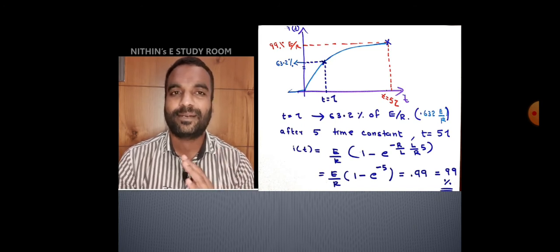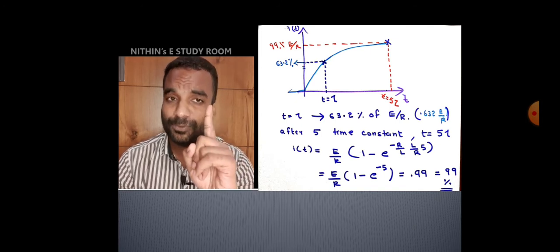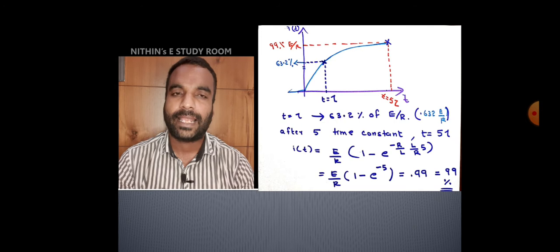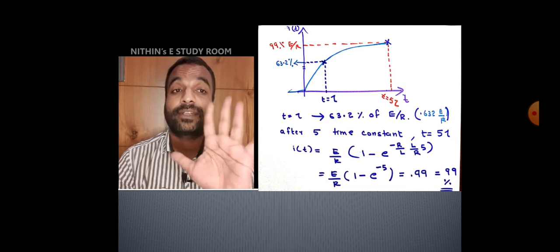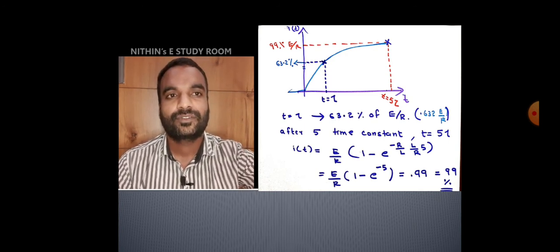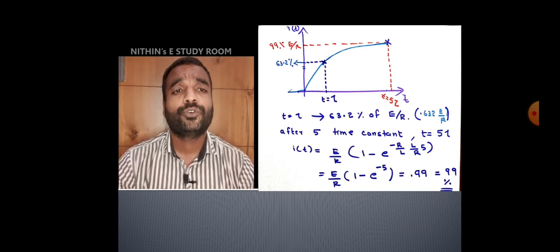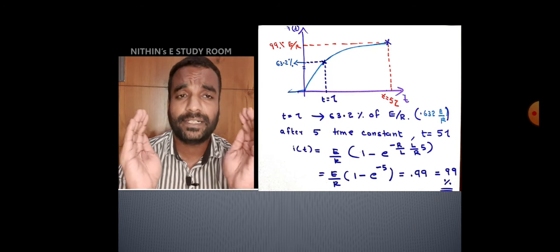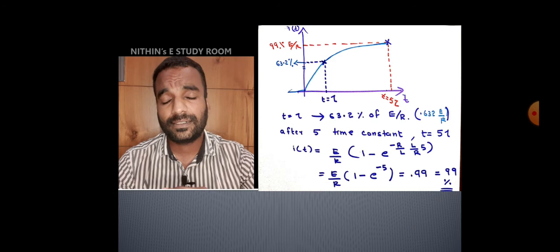Suppose for our example, if L is equal to 10 and R is equal to 1, the time constant is 10 by 1, 10 seconds. So 5 time constants means t is equal to 5 into 10, 50 seconds. So suppose this is the 10 second, this will be the 50 second.